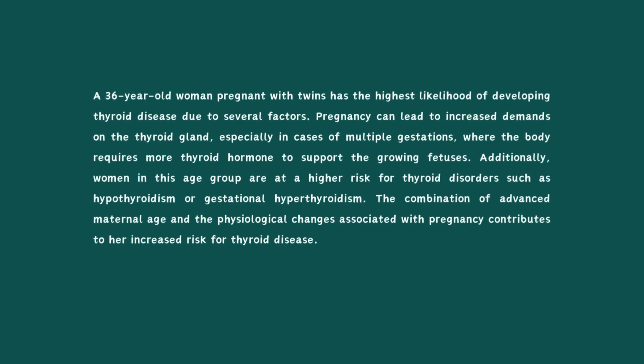A 36-year-old woman pregnant with twins has the highest likelihood of developing thyroid disease due to several factors. Pregnancy can lead to increased demands on the thyroid gland, especially in cases of multiple gestations, where the body requires more thyroid hormone to support the growing fetuses. Additionally, women in this age group are at a higher risk for thyroid disorders, such as hypothyroidism or gestational hyperthyroidism. The combination of advanced maternal age and the physiological changes associated with pregnancy contributes to her increased risk for thyroid disease.